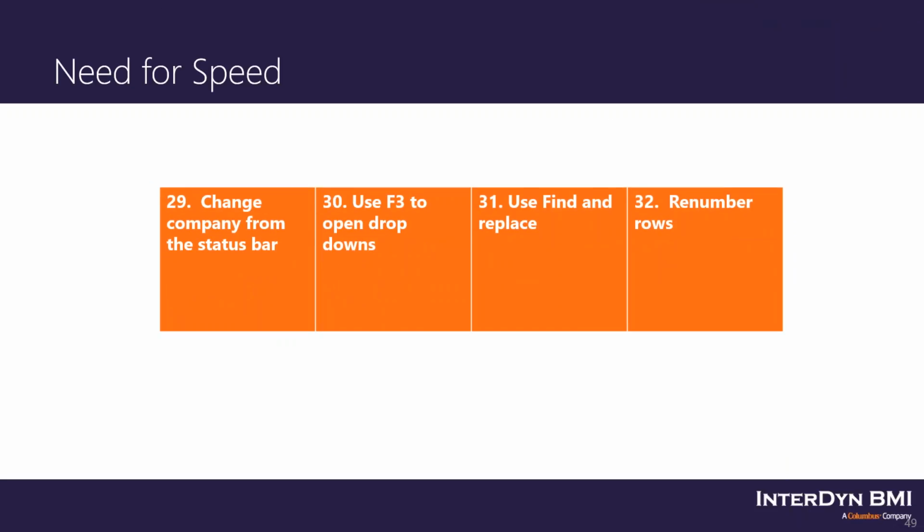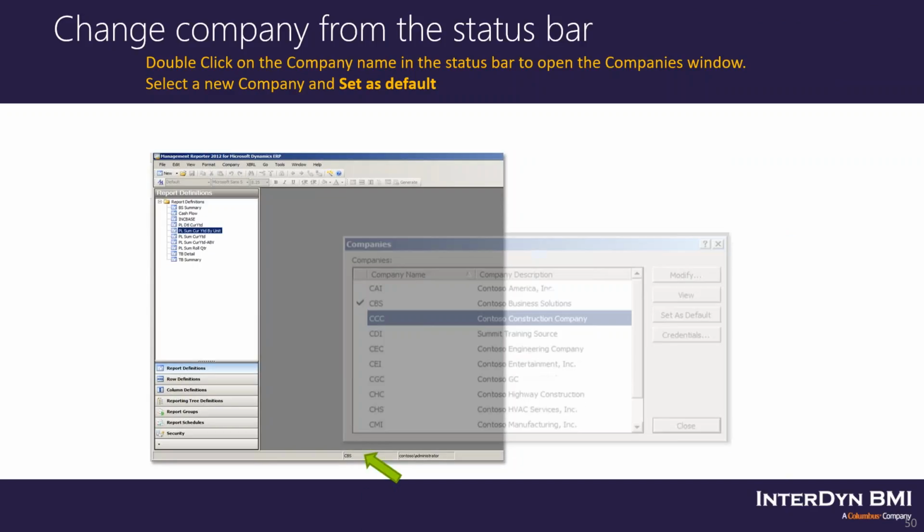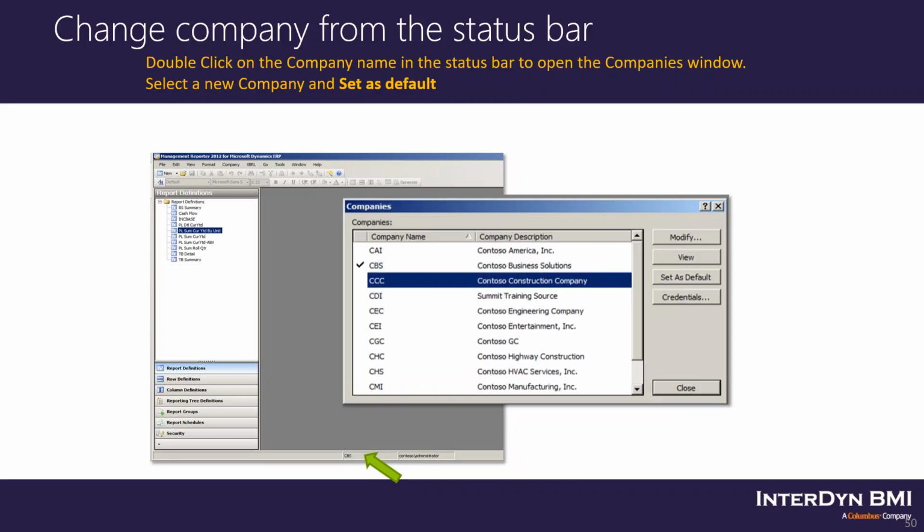The need for speed. All right, so this is going to be talking about shortcuts, quick tips that you can use with your keyboard to get things to pop up and show in your reports a little bit quicker. So the first one is if you're in Management Reporter and you need to switch between your companies, you can actually just double click on the company down at the bottom and it's going to show that company screen. Normally you'd go up to File menu and you'd hit Companies and it'd pull up this screen, but you can also just double click on the company down at the bottom and it would do the same thing. And then you can just hit Set as Default to get your new company.